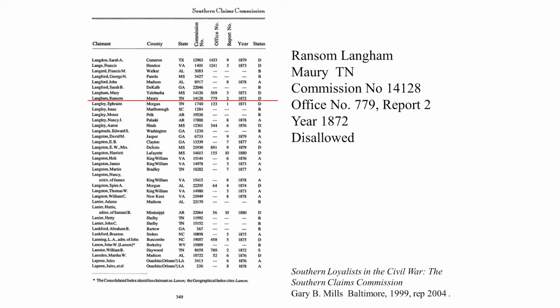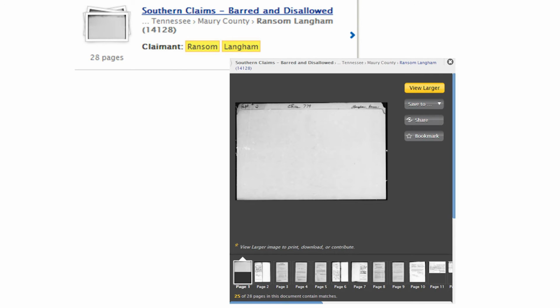Barred and disallowed are all on Fold 3. So you can access the actual application downstairs or at home if you have a Fold 3 account, or downstairs on the library's account. So there's Ransom Langham, there's the file number, and then you can actually go through. I've typed some of them up.